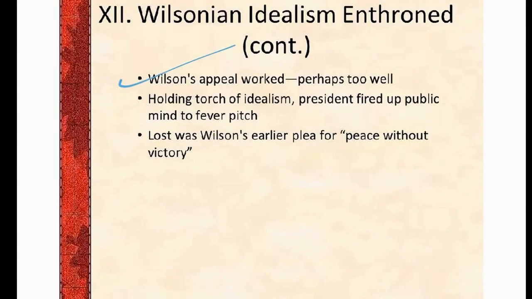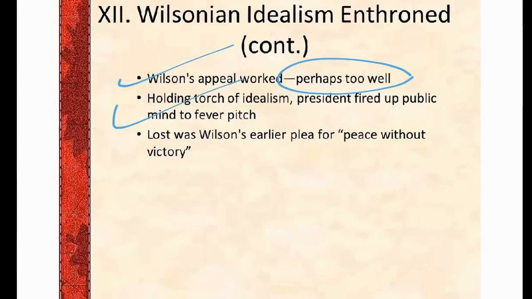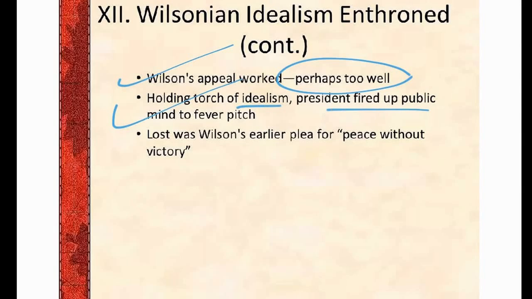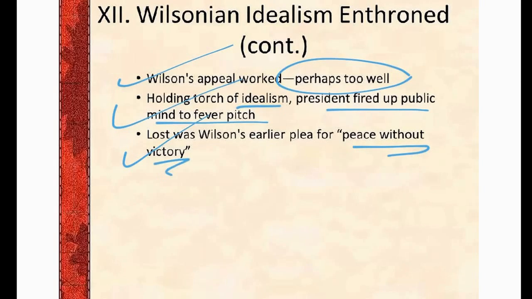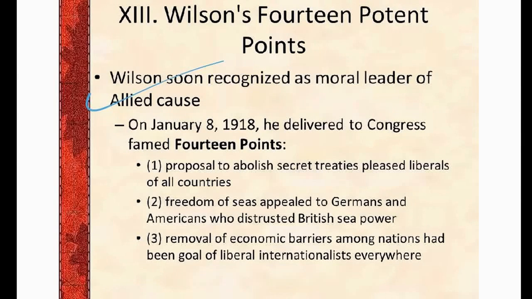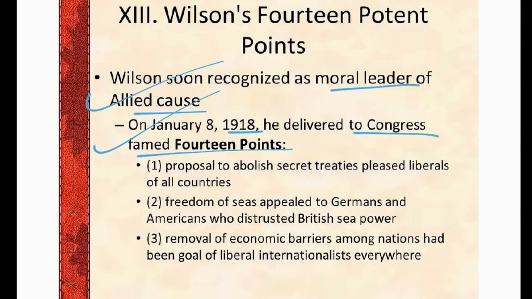Wilson's appeal worked, perhaps too well. Holding the torch of idealism, the president fired up the public mind to a fever pitch. Lost was Wilson's earlier plea for peace without victory. So Wilson soon becomes recognized as a moral leader of the Allied cause, and on January 8, 1918, he delivers to Congress his famed 14 points.